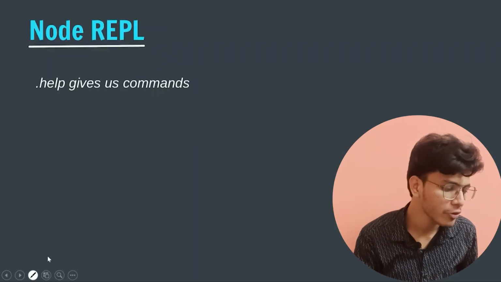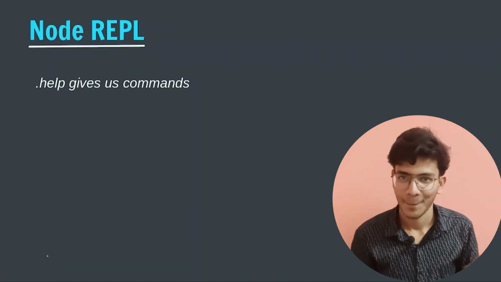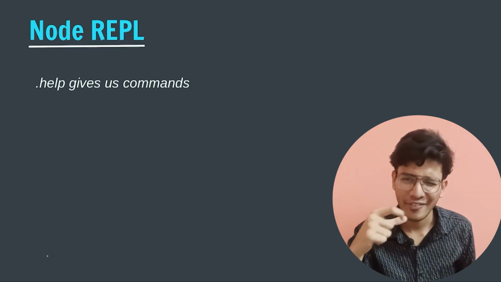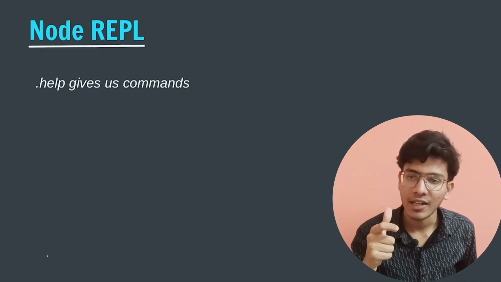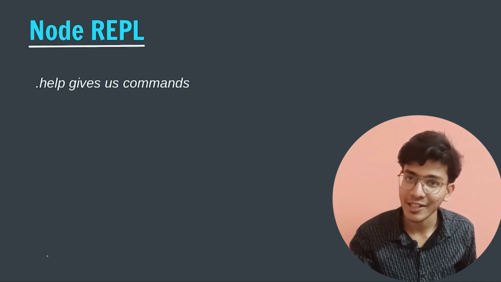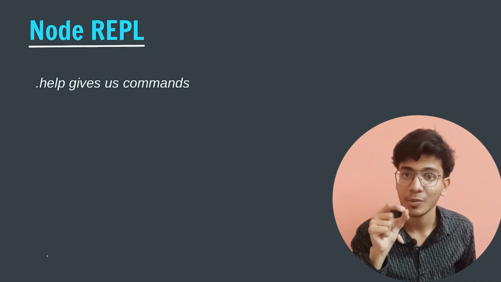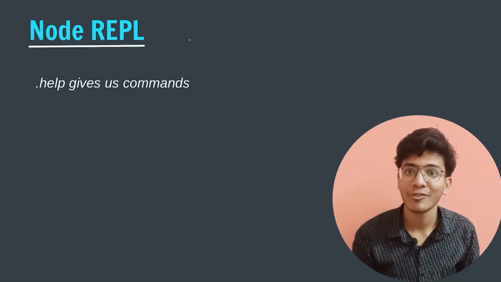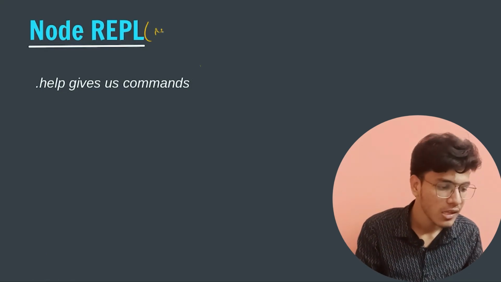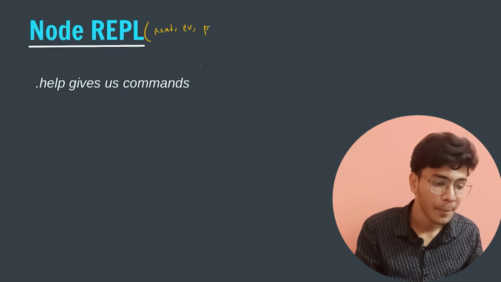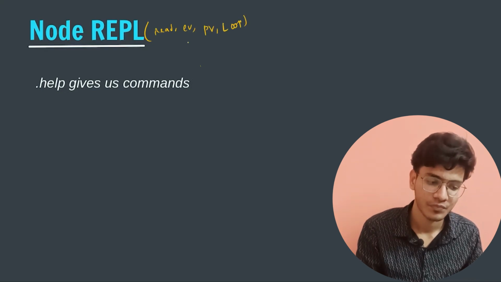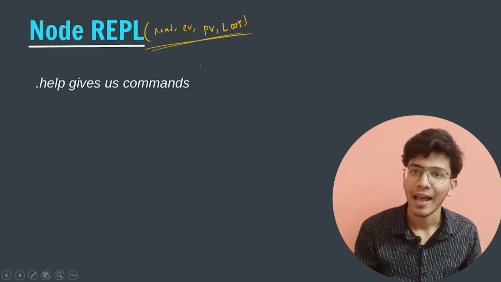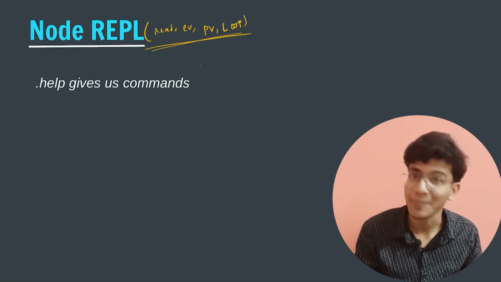The first concept is Node REPL. I want you to revise something: in JavaScript part 1, when I talked about the console, we talked about REPL. What is the full form of REPL? Read, Evaluate, Print and Loop, right? This is the full form of REPL, and Node also follows the REPL concept.